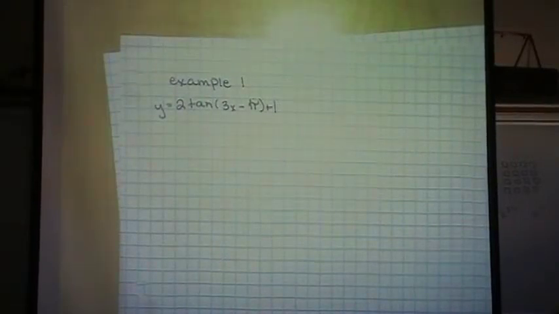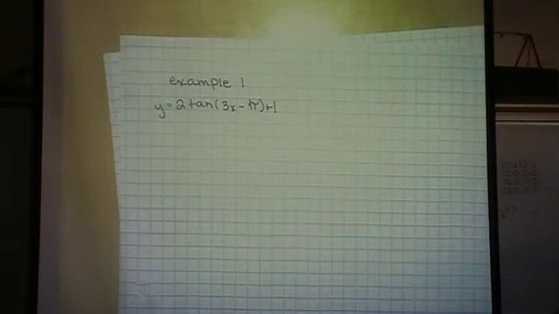Okay, we are doing the examples for section 4.6, and this time we're going to be graphing tangent and our reciprocal functions. So we have our first example up here of y equals 2 tangent of 3x minus pi plus 1.